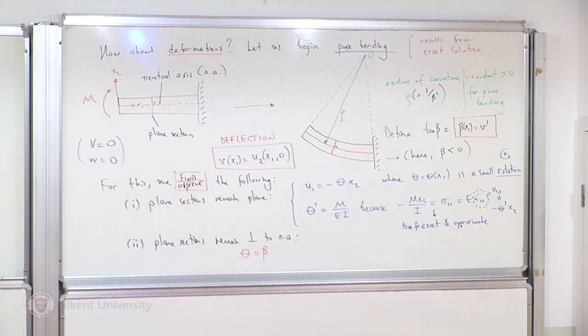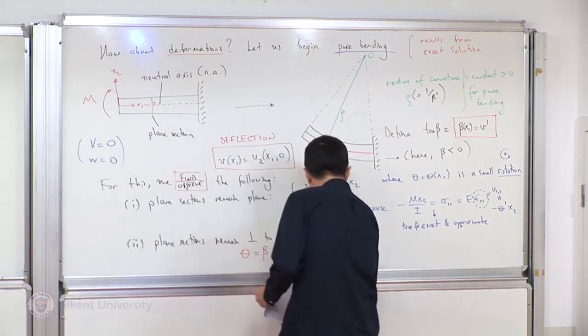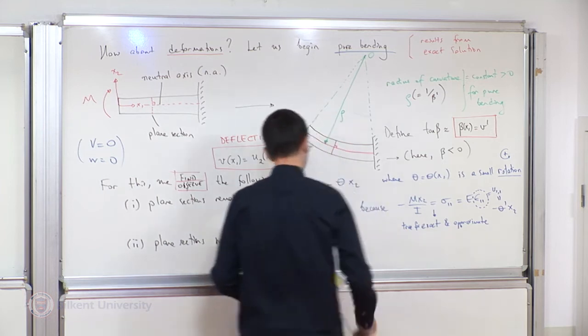So theta is not an unknown. If I know the deflection, I can take its derivative, obtain beta, and that's what theta really is. Okay? Or let me write it in a slightly different way. v prime is equal to theta.